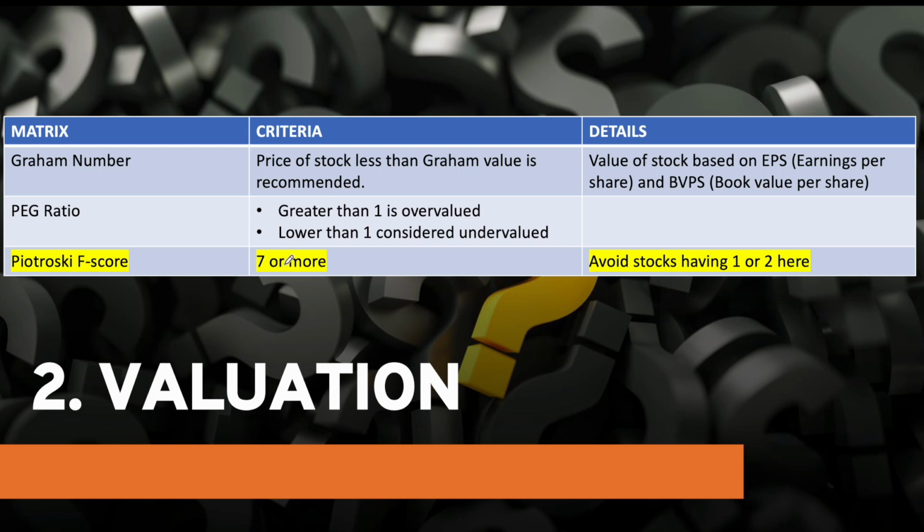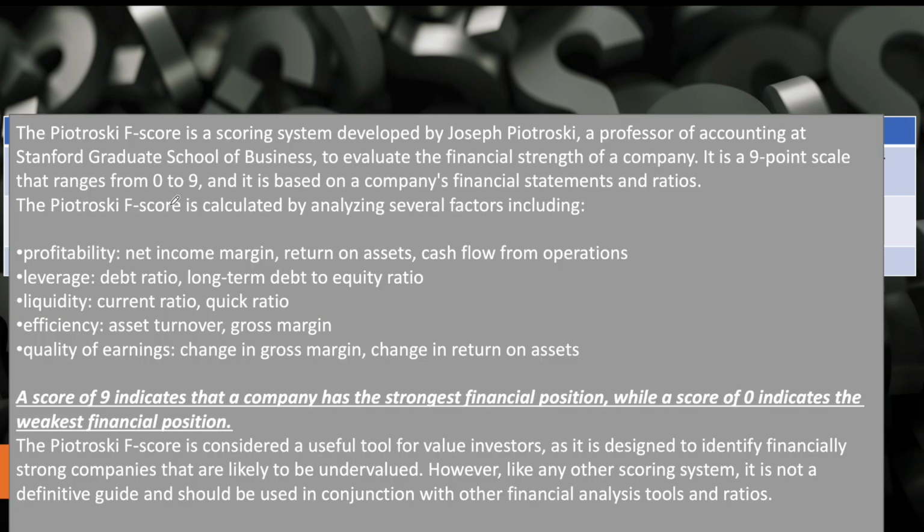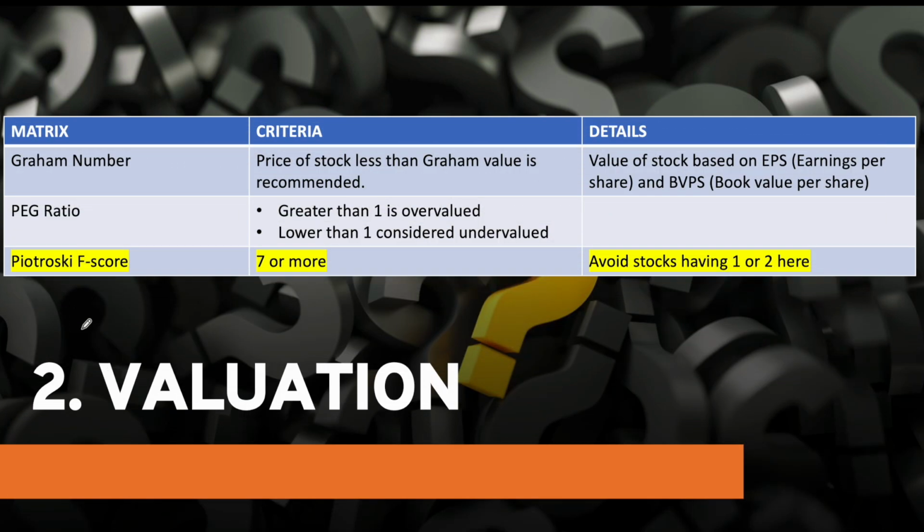This score can go from 0 to 9. And based on different factors like profitability, leverage, liquidity, efficiency, we get a score. A score of 9 means that the company has the strongest financial position. 0 indicates that it has a very weak financial position, which means that probably it's not able to utilize the assets it is having. Probably the debt is very high, and profitability is less. All those things will lead to a lower Piotroski score. So this is also an important metric to see with respect to valuation.